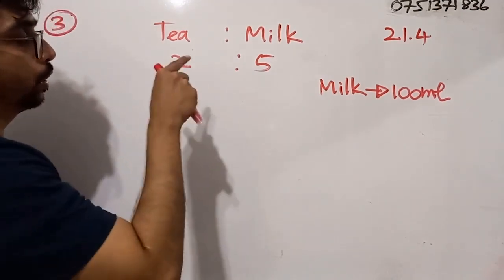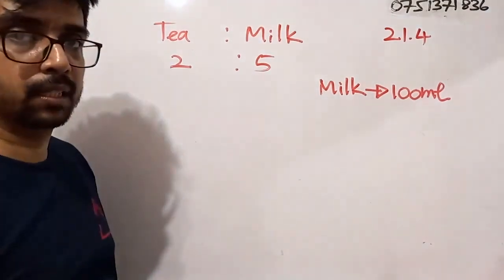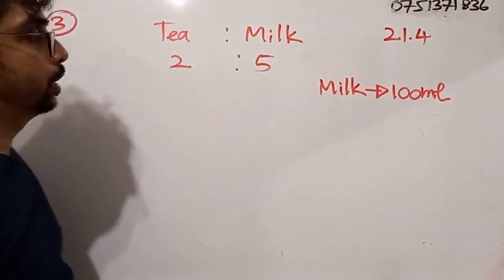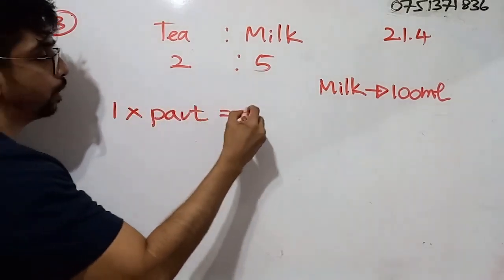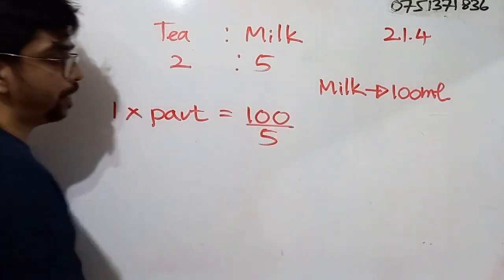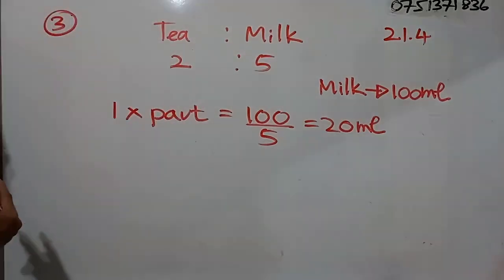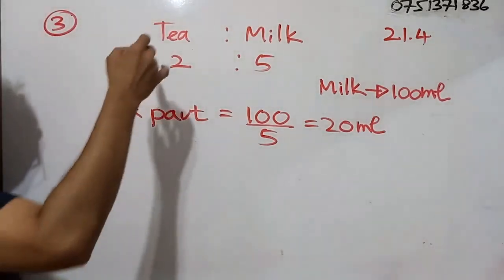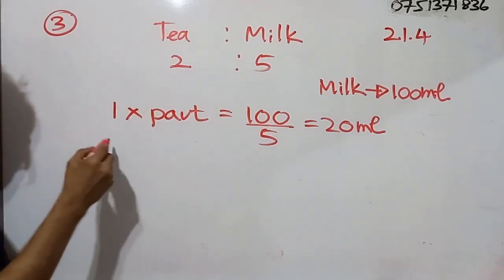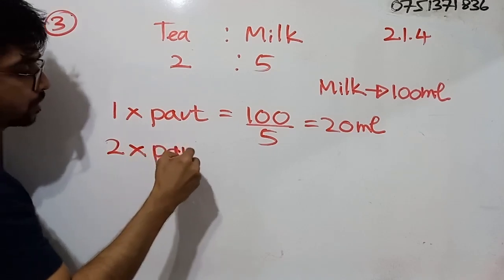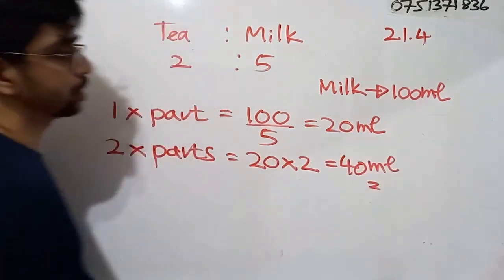So we have been given the amount of milk in milliliters, which is 100. From there we can find the value of 1 part. 1 part is equal to what? 100 we have to divide by 5. That means 20. In this case these are milliliters. They are asking the amount of tea. So what is the term there? 2. That means 2 equal parts. So value of 2 parts, what is that? 20 into 2, which is 40 milliliters.